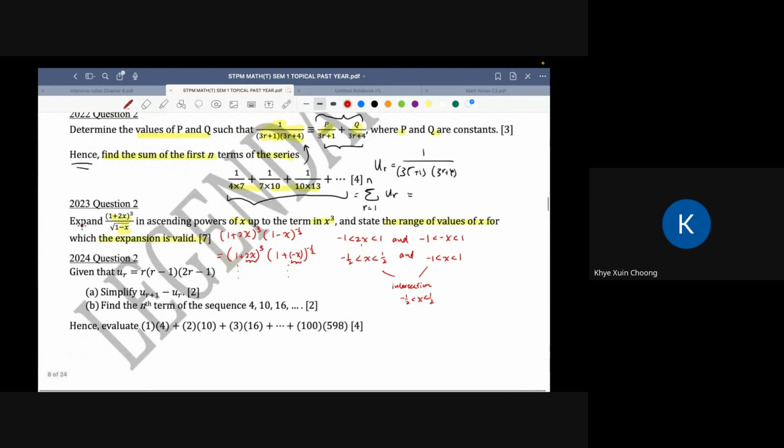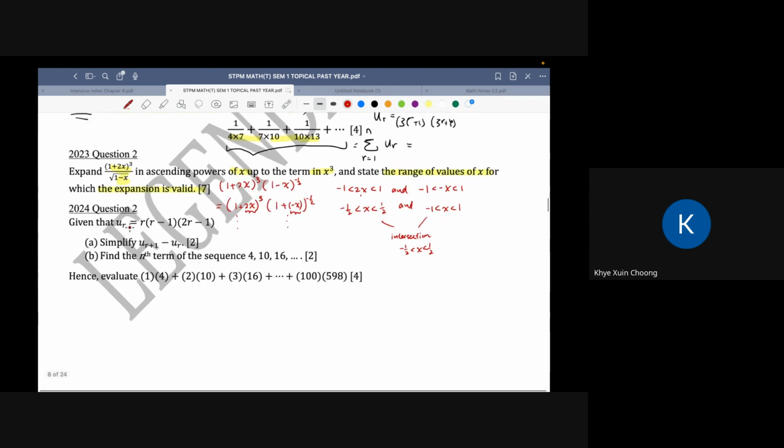So 2023 is quite straightforward. Now over here is 2024, which they say is the most difficult year, last year, because very few people got an A.